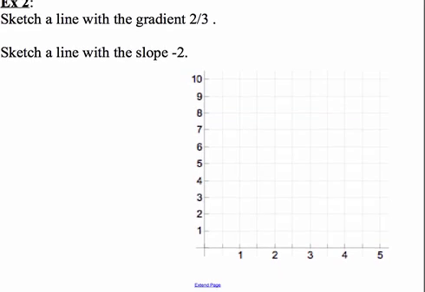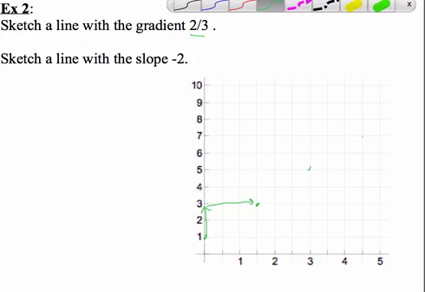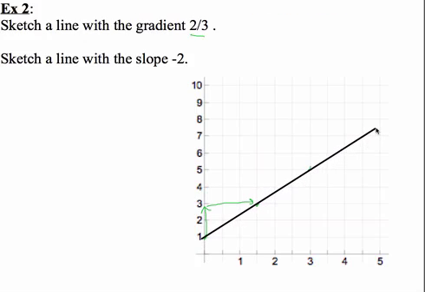Now we're given the slope, and we have to sketch some lines with these slopes. Sketch a line with gradient or slope 2/3. I'm going to start with a point again to make my life easier. A slope of 2/3 means the rise is 2, the run is 3. So we have this point, and I can draw more points too. Just go up 2, right 3, up 2, right 3, and I'm going to draw a nice straight line here. There you go.